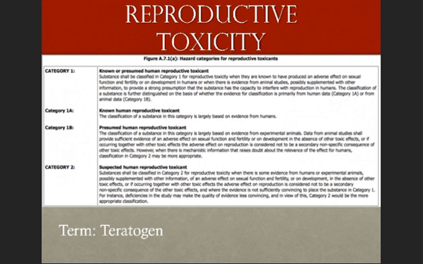Reproductive toxicity is broken up into two categories, where Category 1 is further separated into Category 1A and Category 1B. Category 1 describes chemicals that are known or presumed to have human reproductive toxicity factors. Category 1A chemicals are known human reproductive toxicants, and Category 1B are presumed human reproductive toxicants. Category 2 are suspect human reproductive toxicants.